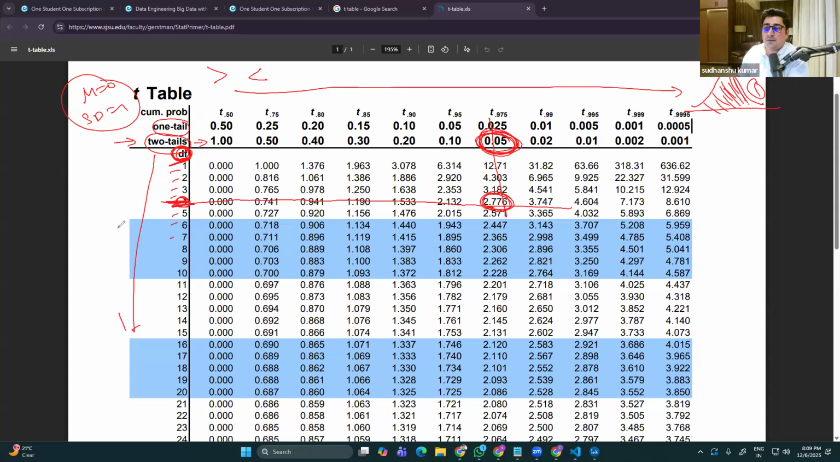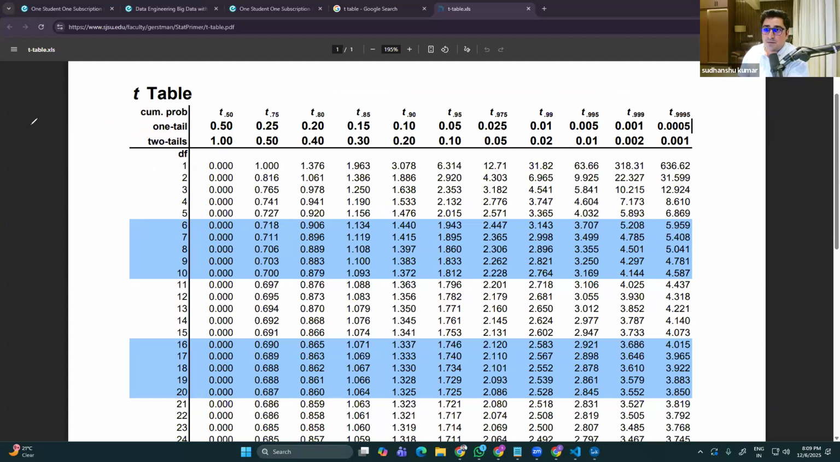So after looking into my T table, or maybe you can open up some online calculator as well, you can put in all the values required for the calculation. You will be able to get the same values. So my value is 2.776. This is my T table value, you can say. So I'm able to get this T table value.